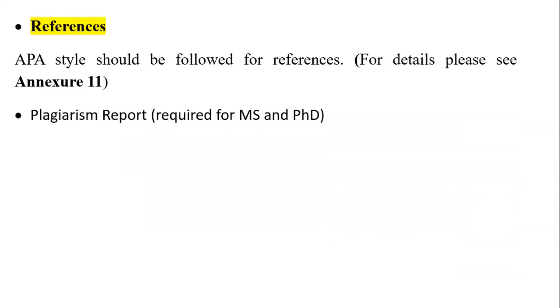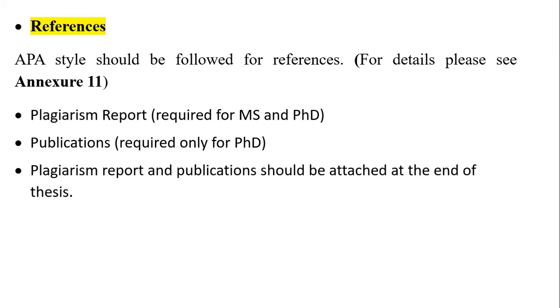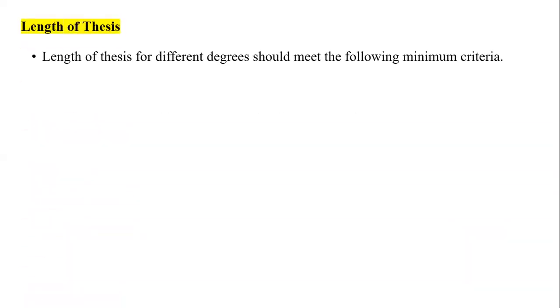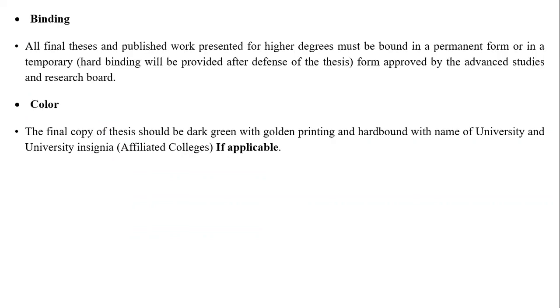Then a plagiarism report is required for BS, MS and PhD students, and the plagiarism report should be attached at the end of the thesis. Length of the thesis for BS students should be 60 pages. For MS students, it should be 80 pages, and for PhD, it should be at least 150 pages.